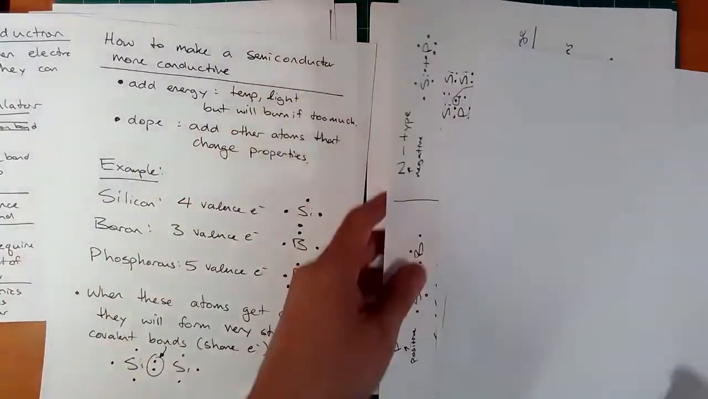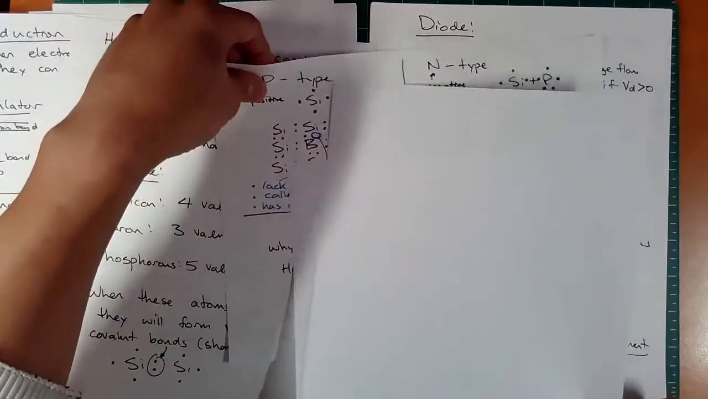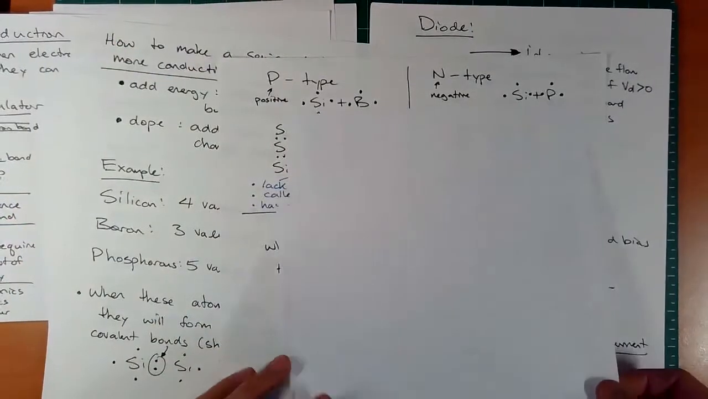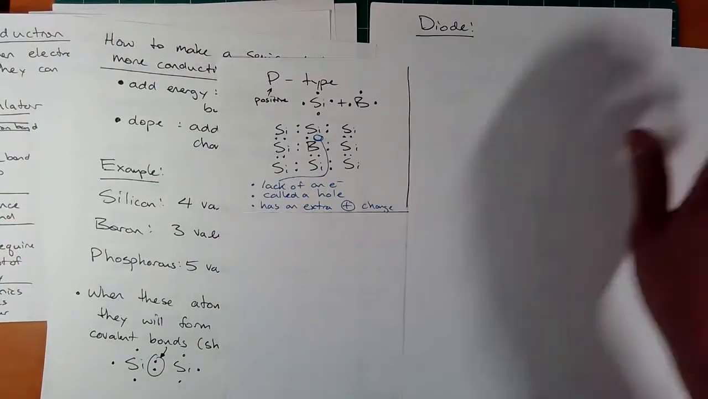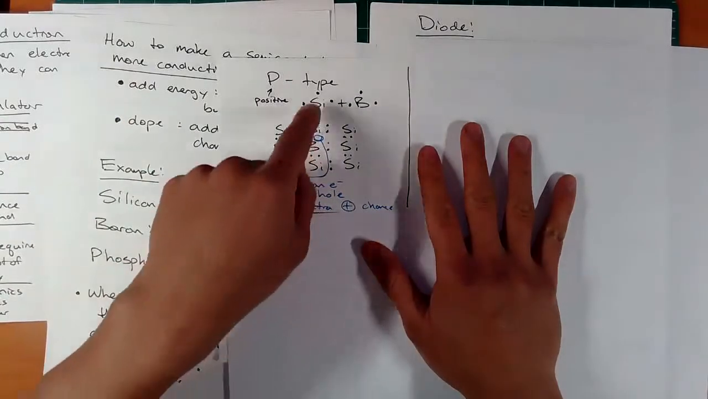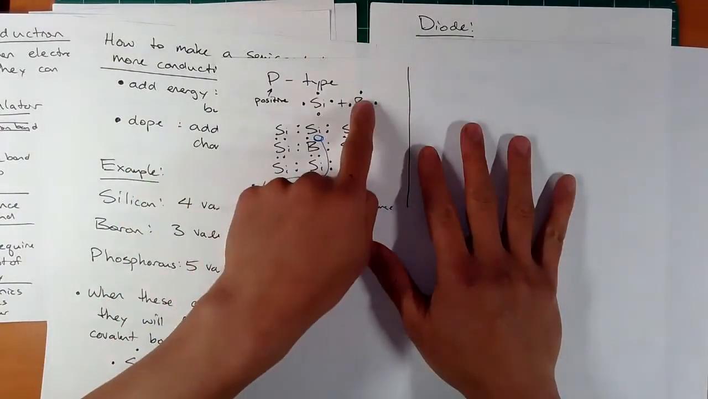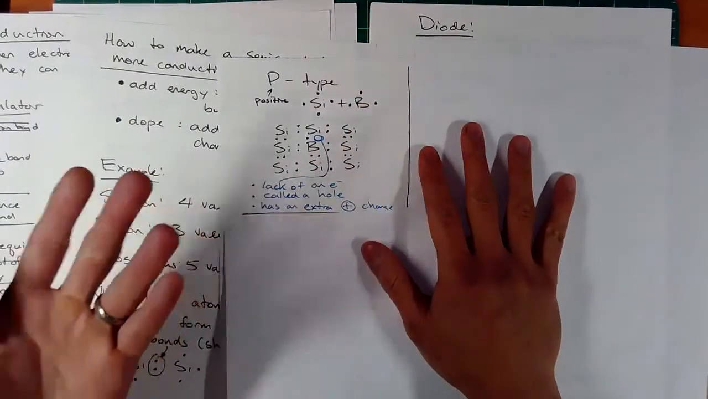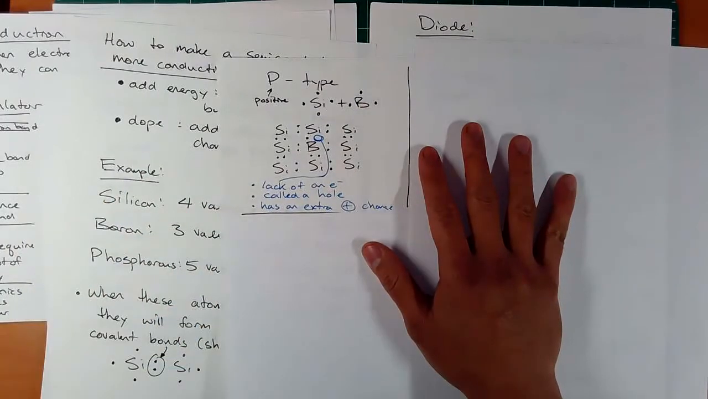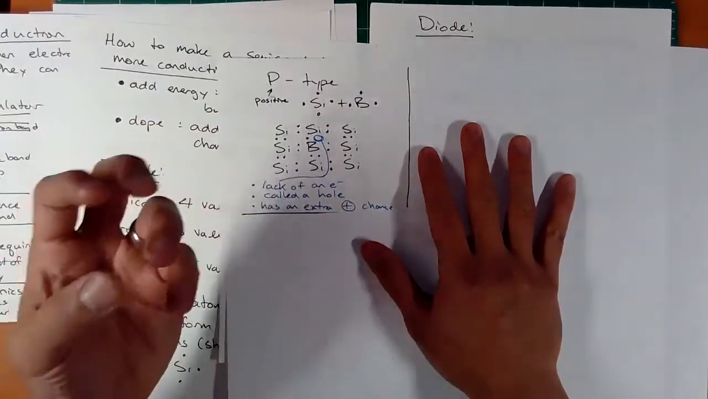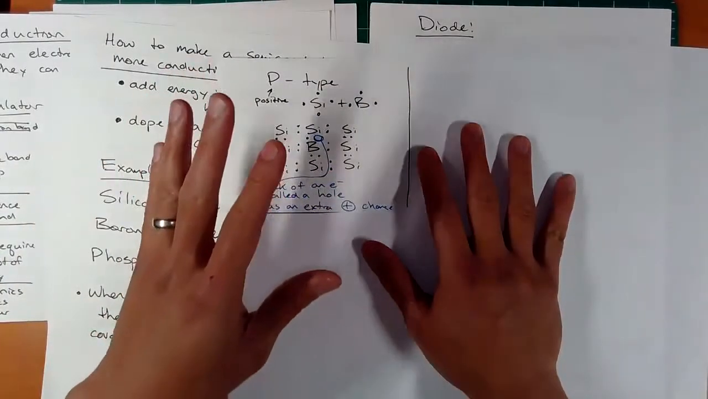Okay, so let's look at the first one. Let's look at our p-type doped silicon. So what we're going to do is take silicon and sprinkle a little bit of boron in. Now, do I know how much? No, but these manufacturers have it dialed in with their engineering processes to figure out the perfect amount. But here's the main concept.